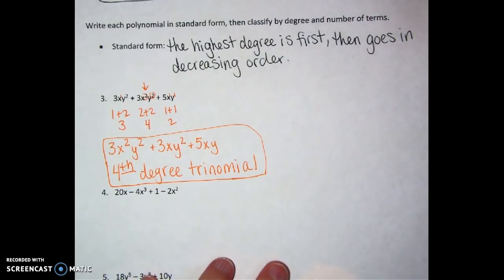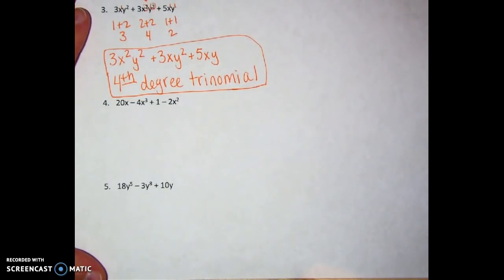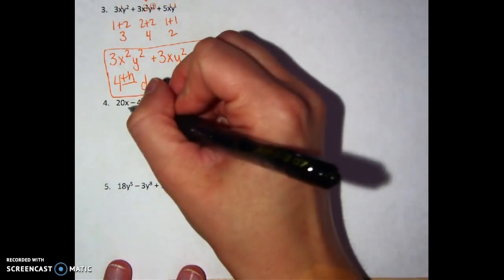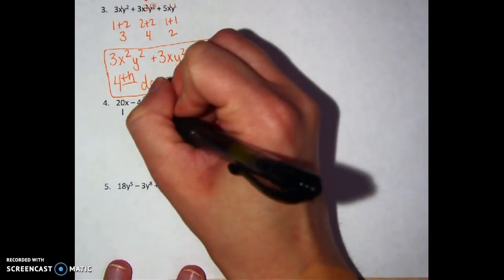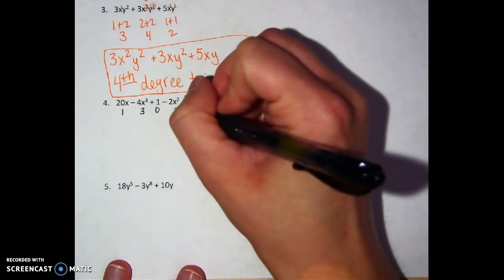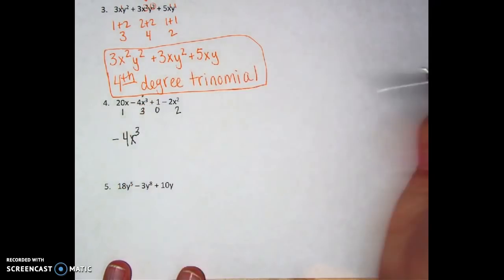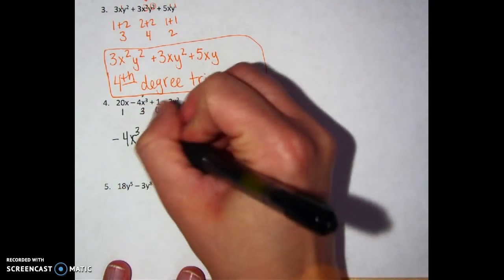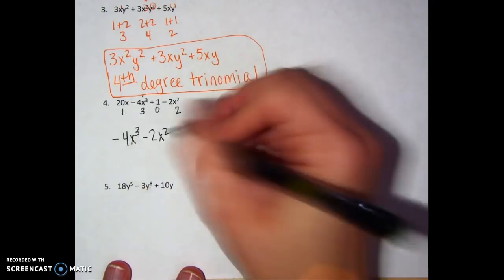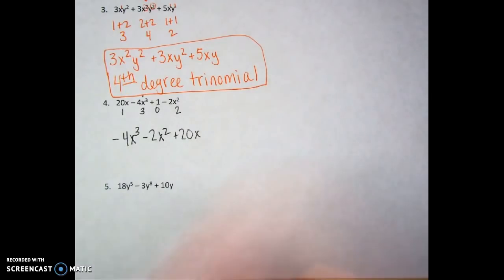Okay, let's look at number 4. You can go ahead and pause this if you want to, or try this one with me. For sure you need to pause it for number 5 and try it. Okay, this one just has 1. This has 3. That's a 0, because it's just a number. And this has 2. So this one needs to go first. So that's negative 4x cubed, then 2, so minus 2x squared. 1 is plus 20x, and that's plus 20x. If there's no sign in front of it, just assume that it's positive. And then don't forget the plus 1 at the end.